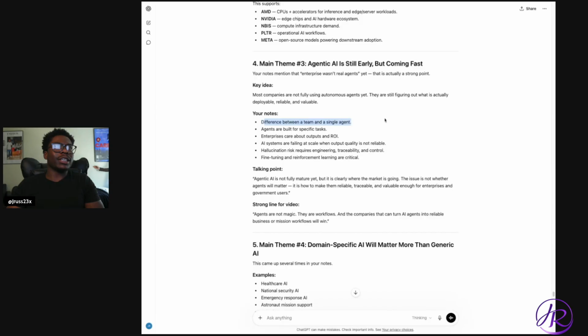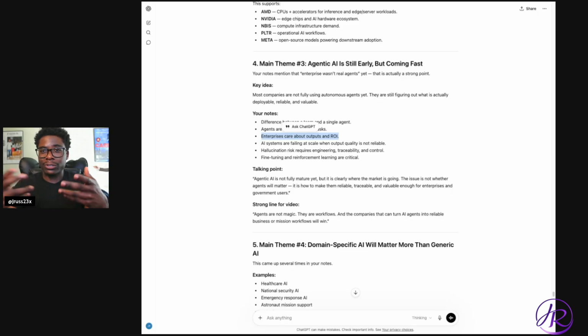Is the difference between a team and an agent, a single agent? Agents are built for specific tasks. Enterprise cares about outputs and ROI. So they're just saying they're not going to just go with the SaaS apocalypse vibe code, or just use anybody's code, because they're looking for outputs and ROI. So they're really honing in on how purposeful the software is that they're using for agents, like a ServiceNow, or even like a ZETA, the Athena platform.